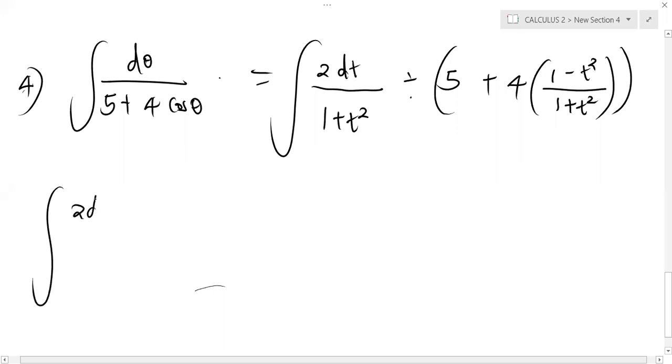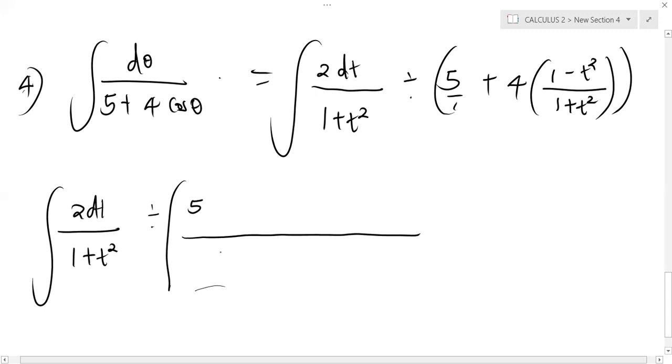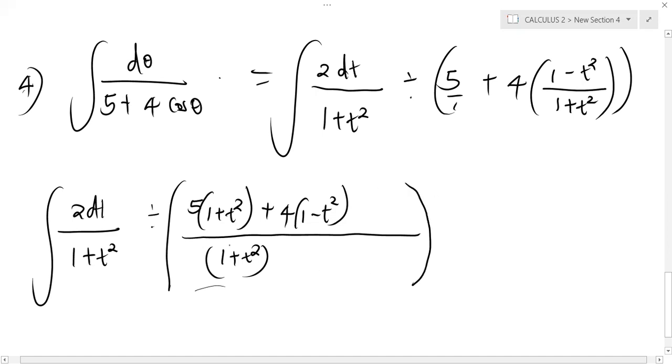So we have 2 dt, all this divided by 1 plus t squared, and then divided by, so let's put the other side, everything in the same LCM. So let's have this over 1. What will our LCM be? Our LCM will be 1 plus t squared. 1 goes here, 1 plus t squared. So I'll have 5 times 1 plus t squared plus 4 times 1 minus t squared. 1 plus t squared goes here 1 time. So that basically simplifies to that.